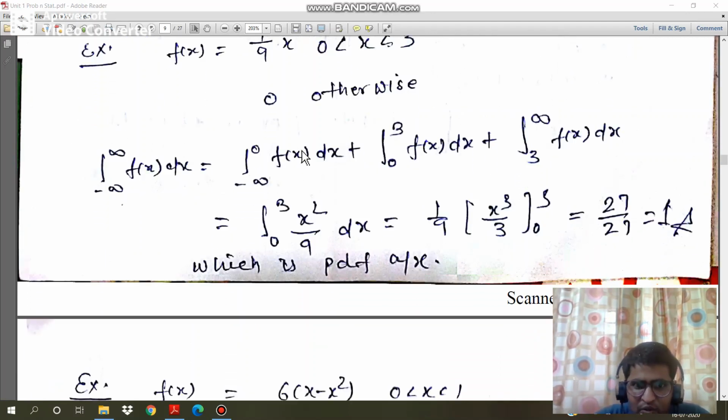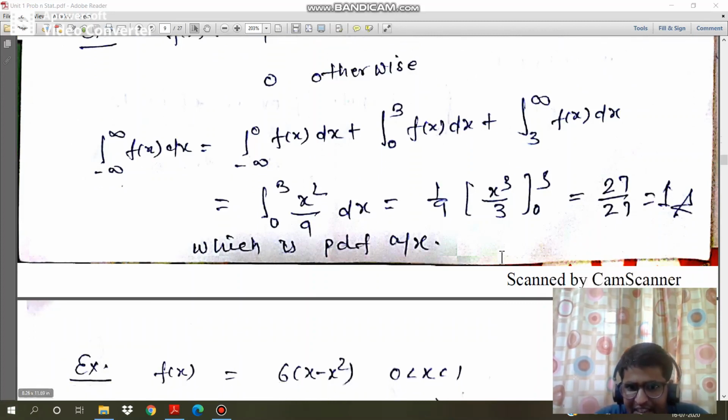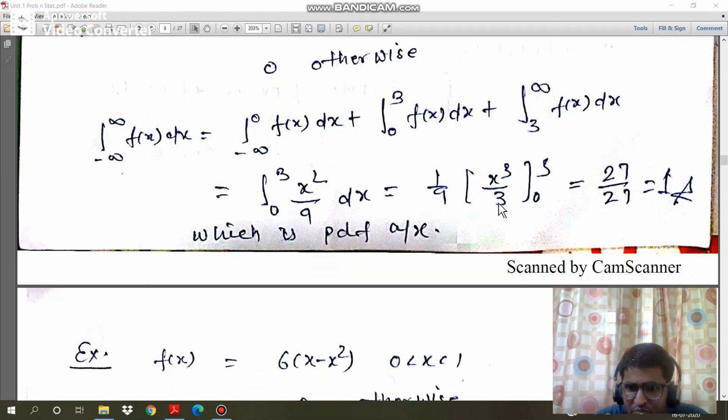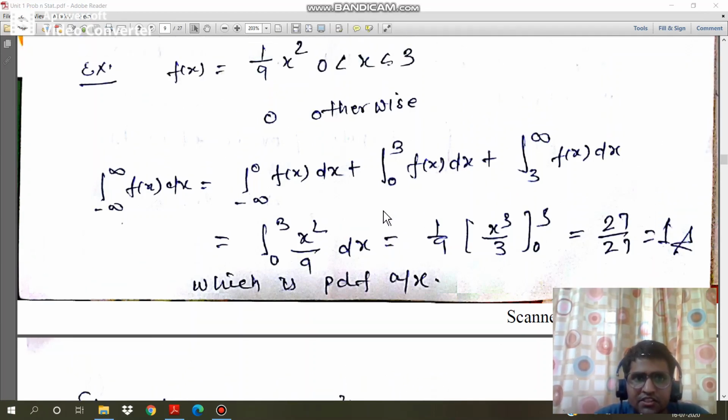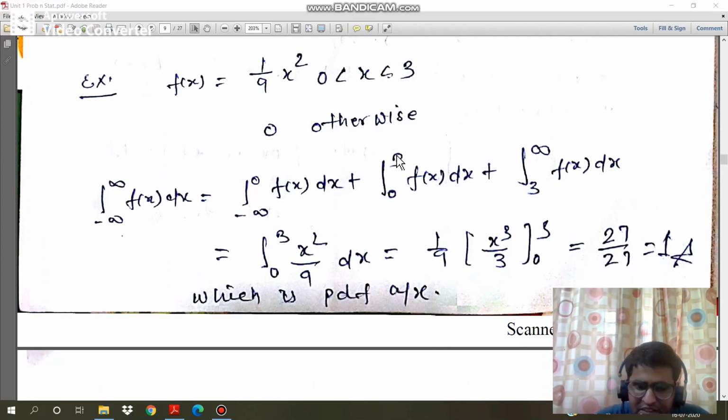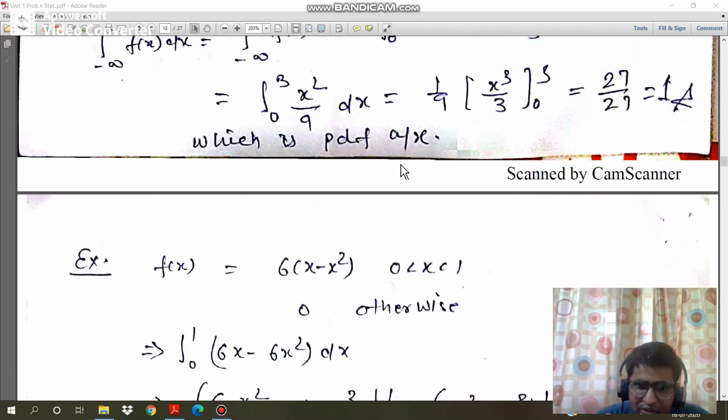Now this is 0, this is 0. We have only the integral from 0 to 3 of x²/9 dx. Here (1/9)(x³/3), limit 0 to 3, gives 27/27 = 1. Means this function is a PDF. Means a continuous random variable also has a PDF.